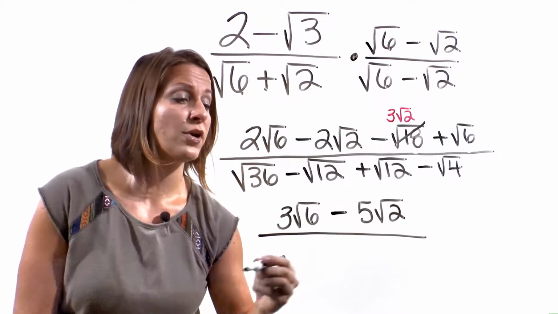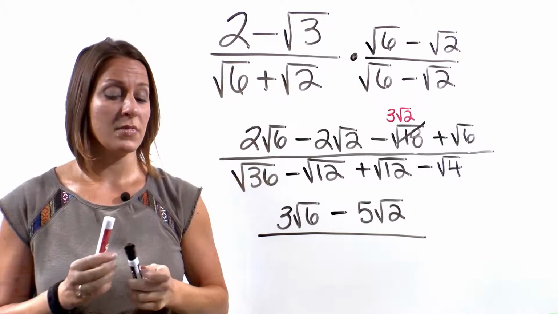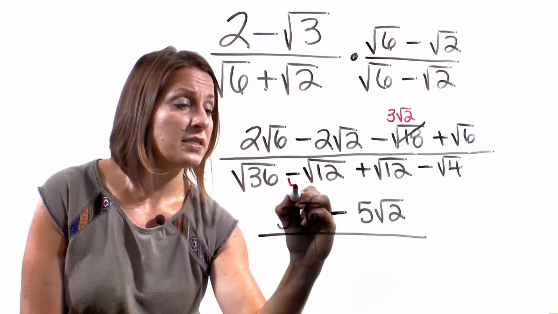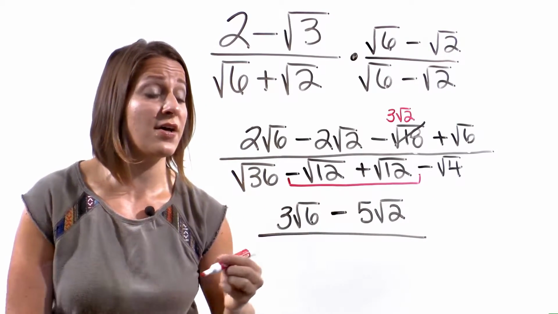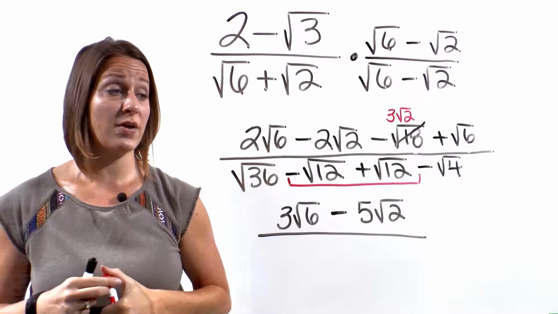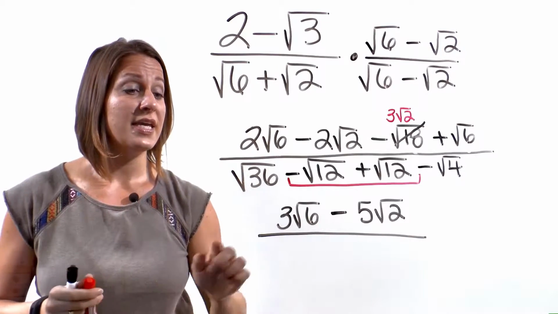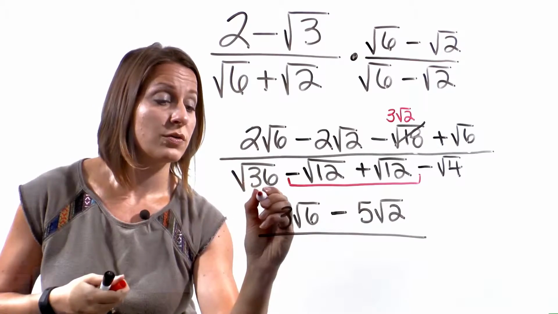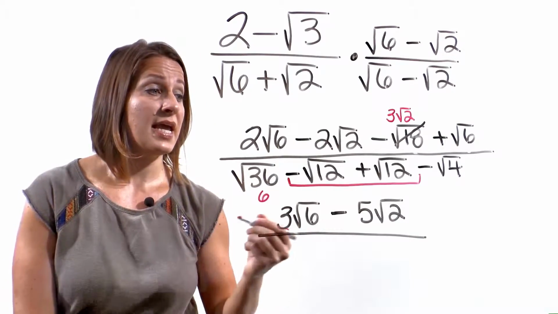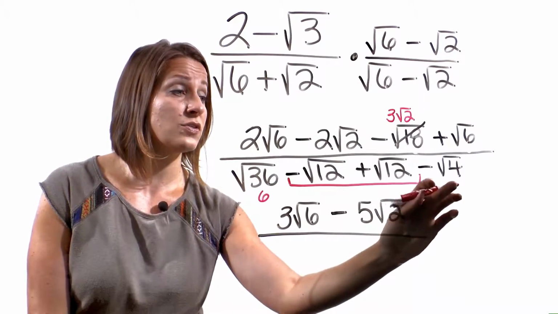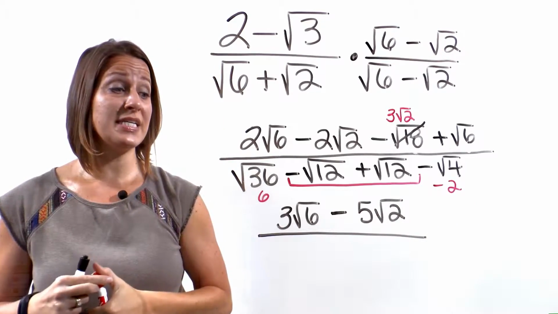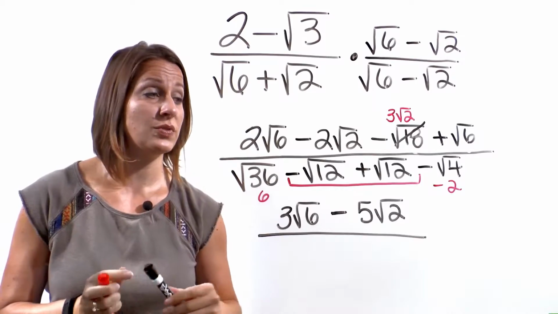Okay, now for our bottom. Our conjugate was opposite signs, so it created this situation where we could cancel out the negative square root of 12 and the positive square root of 12. That leaves us with the square root of 36, which is 6, and the negative square root of 4, which is a minus 2. So 6 minus 2 is 4.